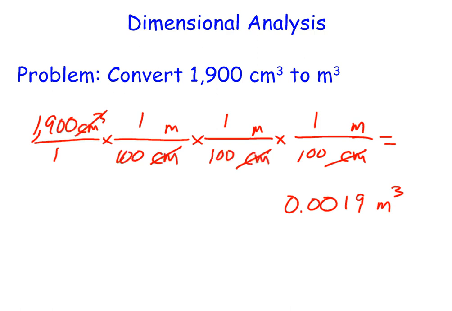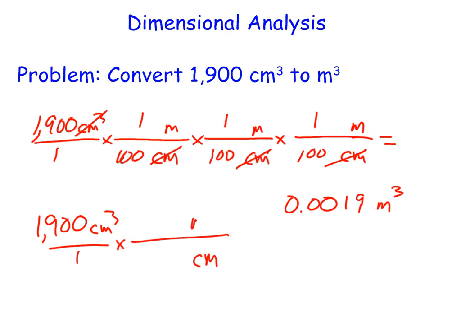Now, to make our use of space a little bit more efficient, once we see that we had to do the same thing 3 times, we could just cube the one conversion factor. So we could shorten this by doing 1,900 centimeters cubed over 1 times 1 meter over 100 centimeters, and then we could cube both the top and the bottom. The thing we have to make sure of is that we cube both the unit and the number. So that 100 on the bottom has to get multiplied 3 times. And again, we would end up with the same answer.